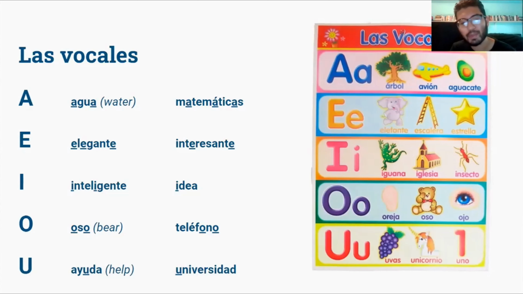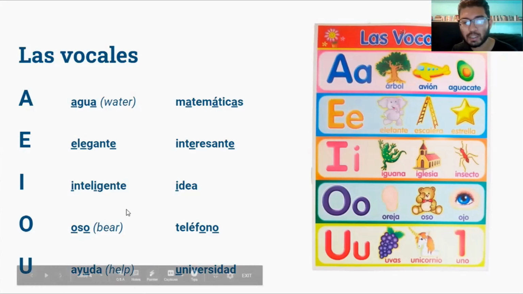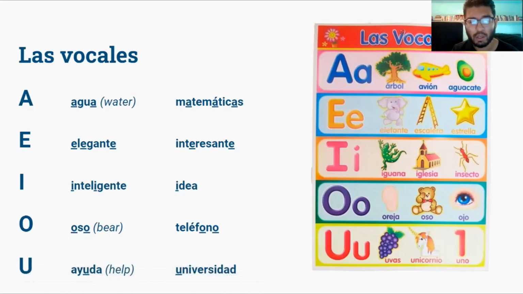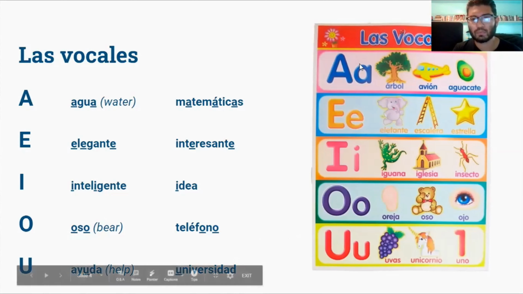oso, teléfono, and then the last vowel, U in Spanish. We see it with words like ayuda, which is help, universidad, which, as you may guess, is university, uvas, unicornio, uno. So this is a sound that is produced in English with the double O, no? U, ayuda, universidad. Muy bien.